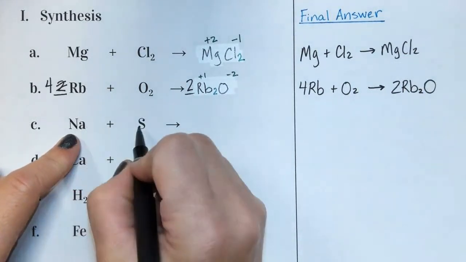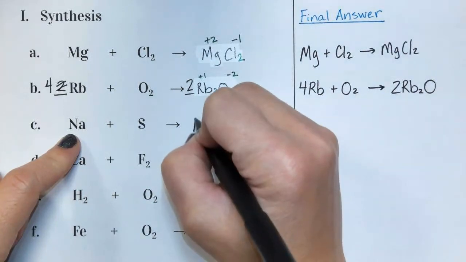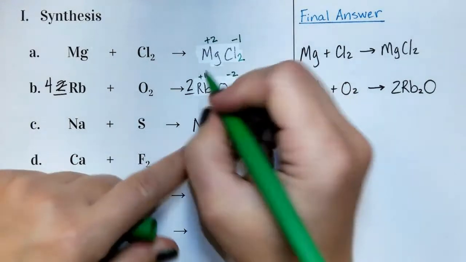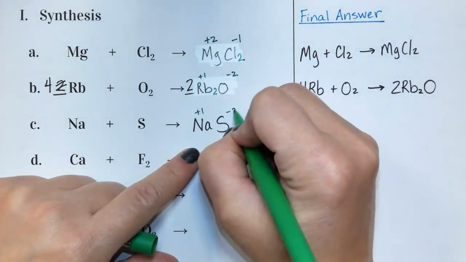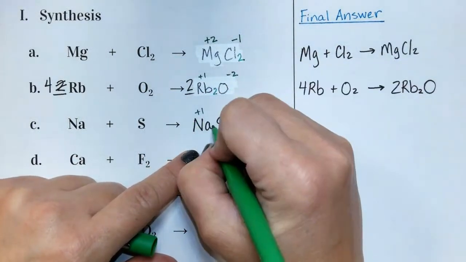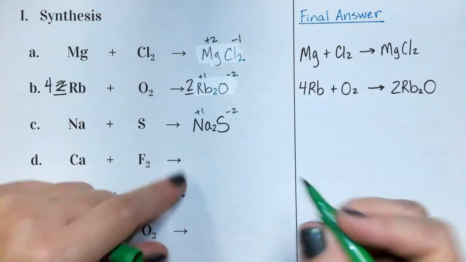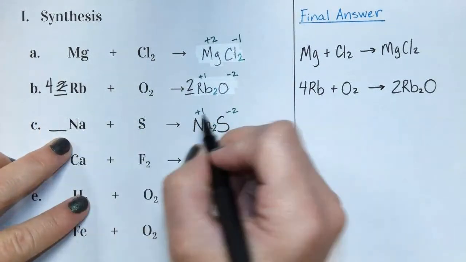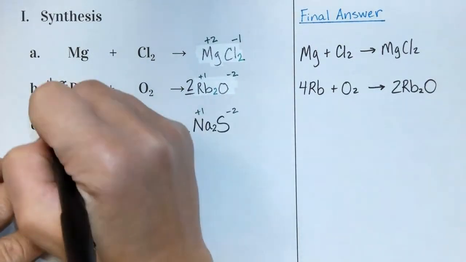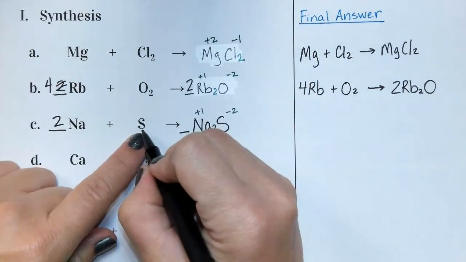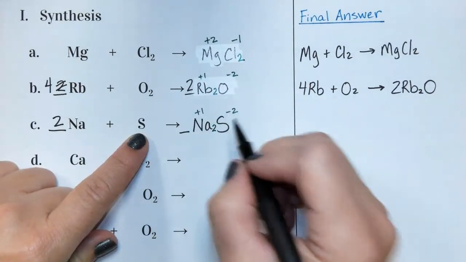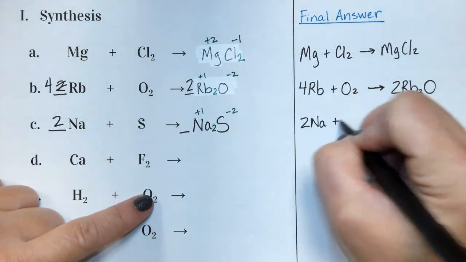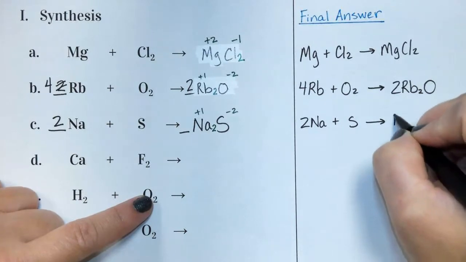Next is sodium plus sulfur, and so we'll write sodium and then sulfur. Now we have to balance the charges. The charge on sodium is +1, and on sulfide it's -2, which means I'm going to need a subscript of 2 here and 1 there. Now we're going to balance the coefficients. We have 1 sodium on the left, 2 sodiums on the right, so we'll put a 2 here. 1 sulfur on the left, 1 sulfur on the right, and so everything's balanced. Final answer: 2 sodium plus sulfur yields sodium sulfide.